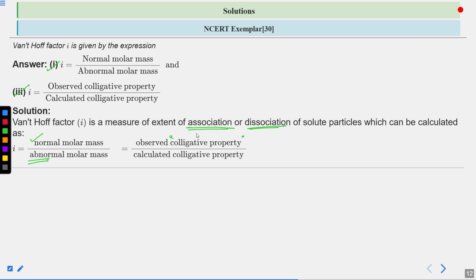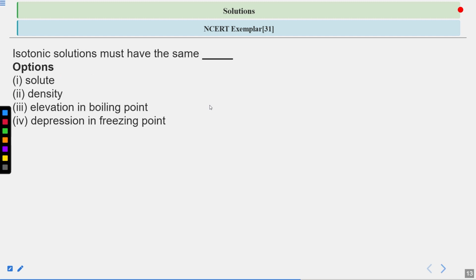Okay, let's move on to the next one. This question says that isotonic solutions must have the same what? The question asks what an isotonic solution has the same, which you have to tell. The options are solute, density, elevation in the boiling point, or depression in the freezing point. So you have some time, go through it, think about it. After that, we will see the correct answer.